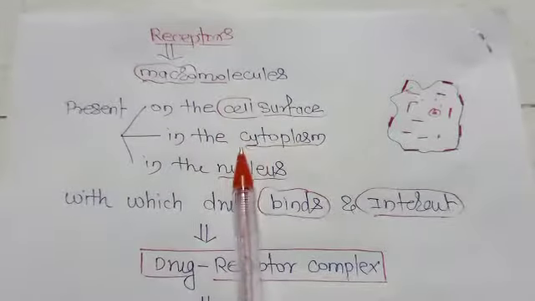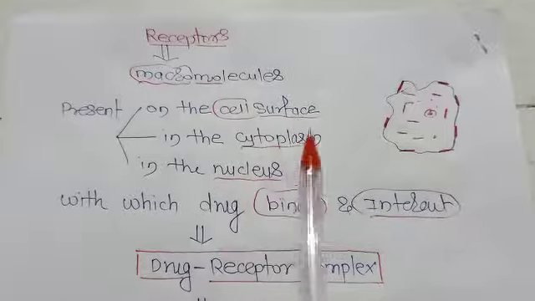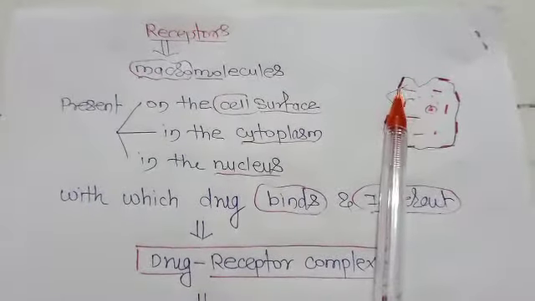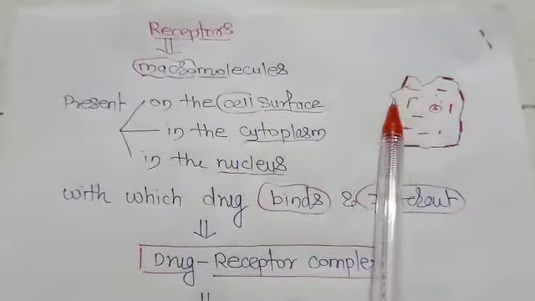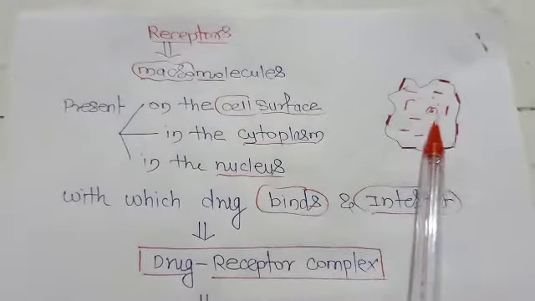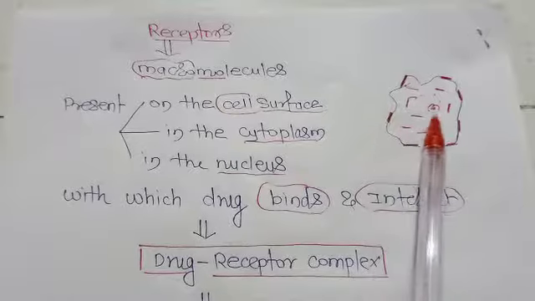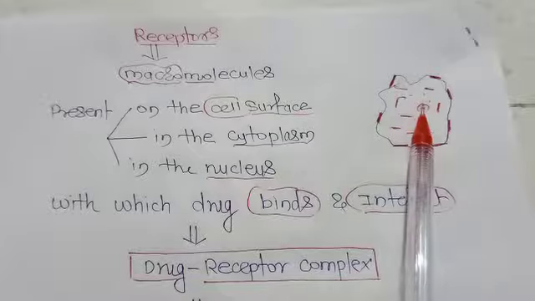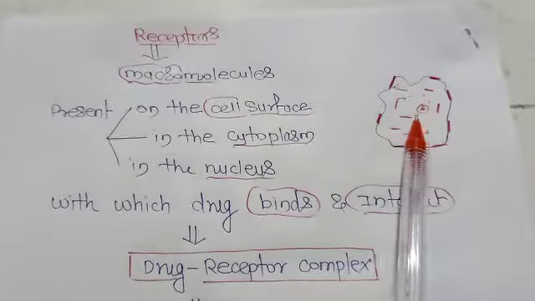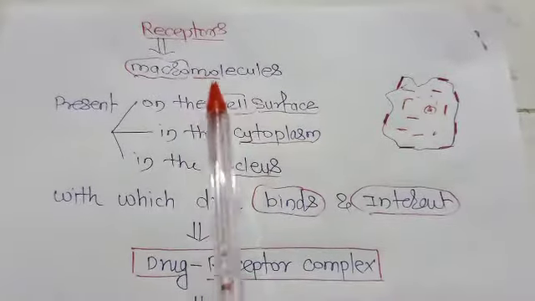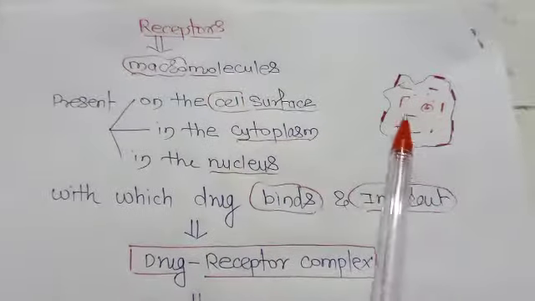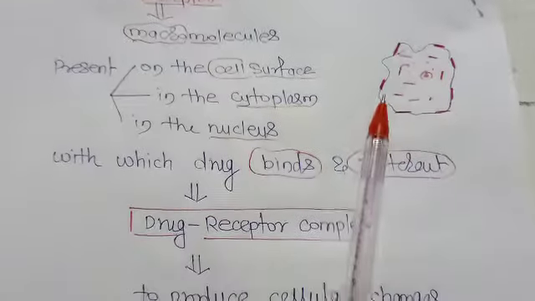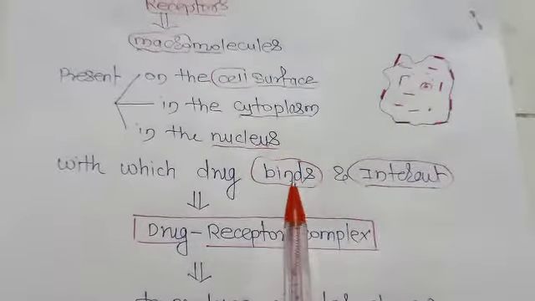or in the cytoplasm or in the nucleus. So here you can see, these are the receptors, which are macromolecules, and they are present on the cell surface, or they may be present in the cytoplasm, or they may be present inside the nucleus. So these receptors are nothing but the macromolecules which are present on the cell surface, in the cytoplasm or in the nucleus, with which the drug binds and interacts.